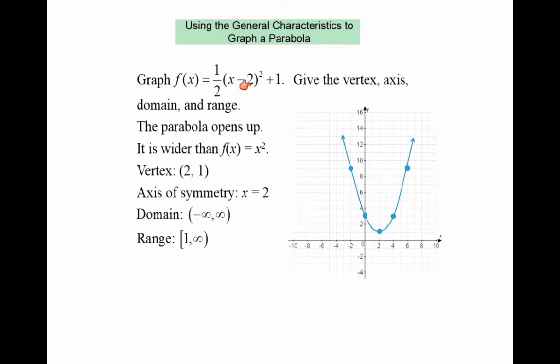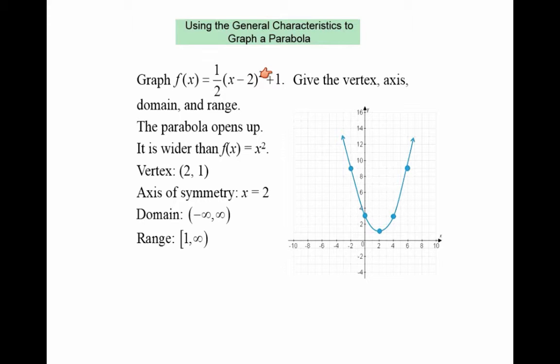Let's take a look at this example. Graph f of x equal to 1/2 times x minus 2 squared plus 1. Give the vertex, axis, domain, and the range. So this parabola obviously opens upward because a is positive. It's wider than the original one because this number is between 0 and 1. The vertex would be the position of h and k. The h is 2, k is 1.